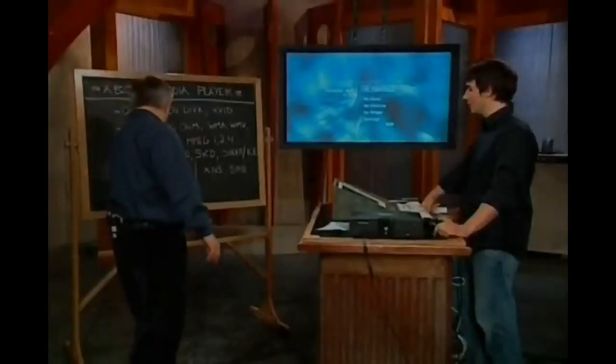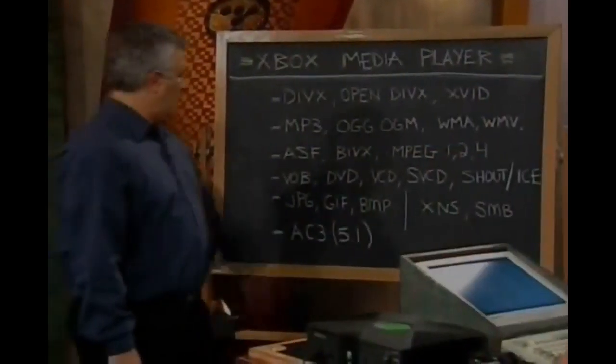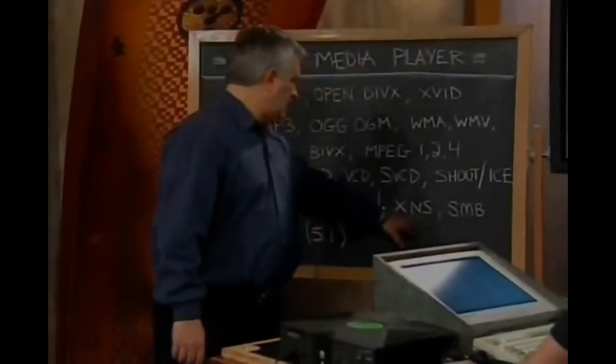That's everything for the pictures you want. This is sound. A little bit of everything. Yeah, it does AC3 5.1 surround sound. Now these are file systems, Samba and XNS. So these are network file systems. Yeah, we can share files, which I'm going to show you how to do in just a little bit.